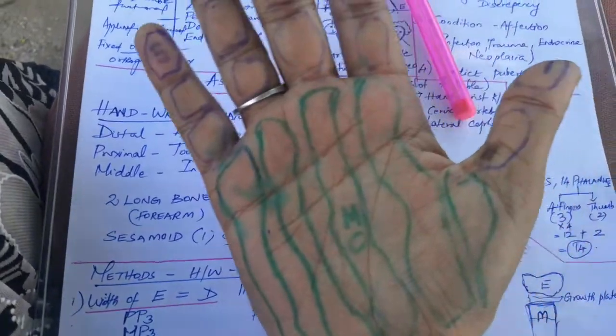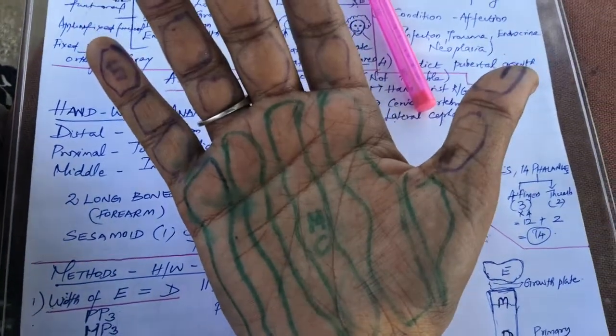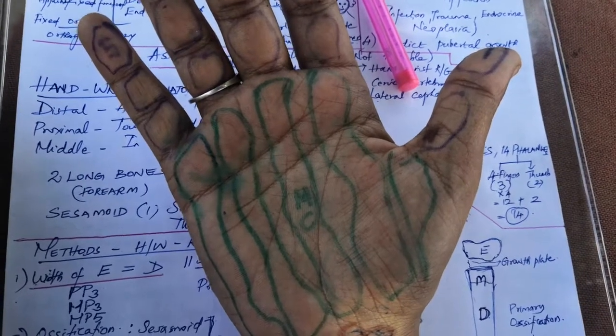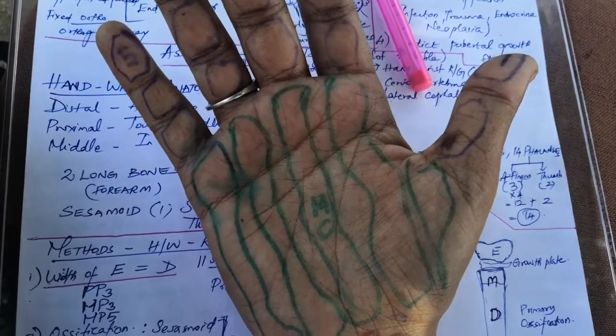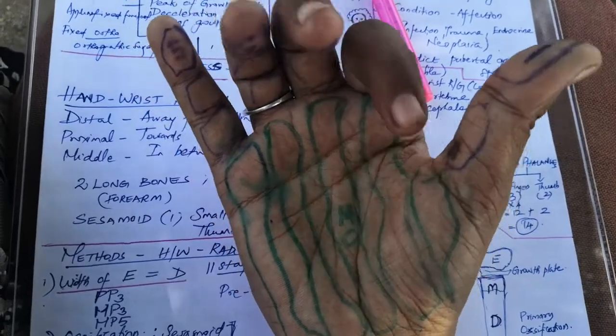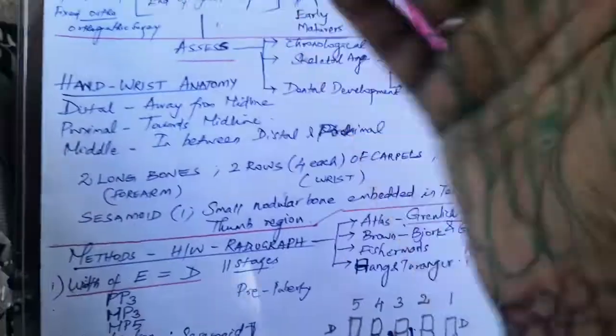And there will be a small sesamoid bone here, a small nodule of bone near the tendon of the thumb. In the thumb region, there will be a small nodular bone called the sesamoid.